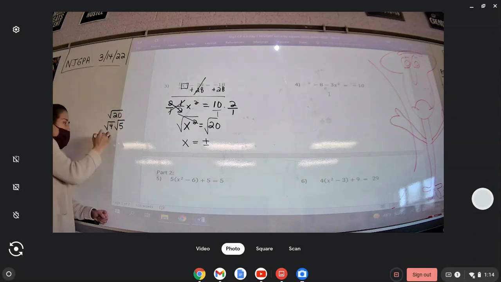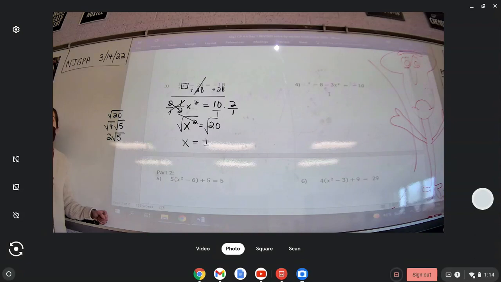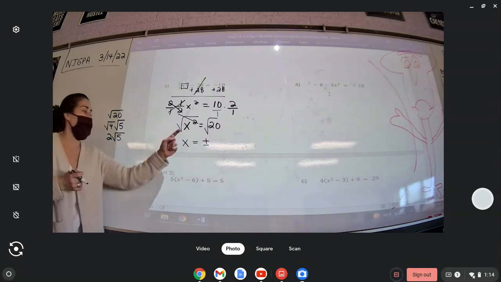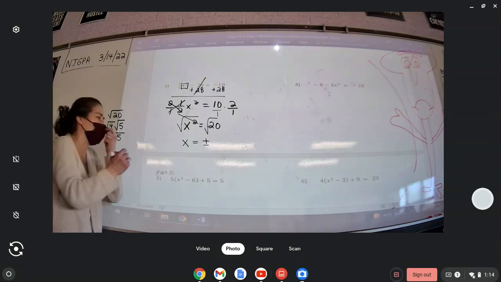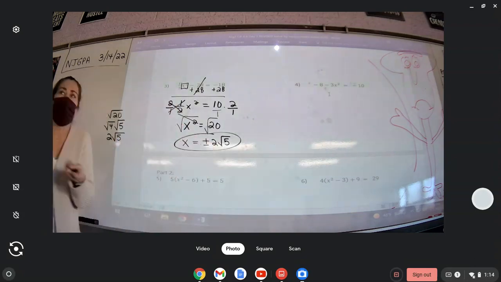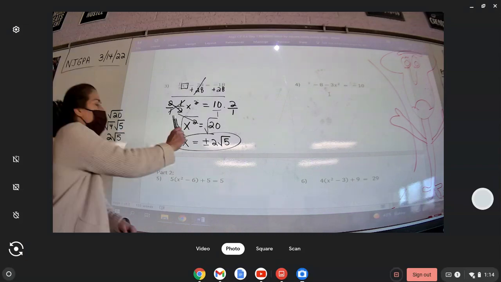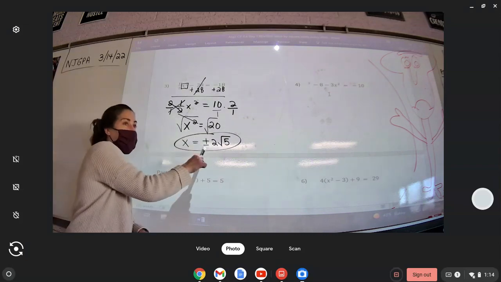5. What is the square root of 4? 2. And then the square root of 5, you can't take it and you can't simplify it. It is a simplified square root, so it stays. So now your answer is plus or minus 2 times the square root of 5. And guys, that is a very ugly decimal. 2 times the square root of 5 is an irrational number. It is a decimal that never ends and never repeats. So we don't want you to write that as your answer because you would have to round it and then you lose accuracy. So this is the most simplified and exact answer you could give me.